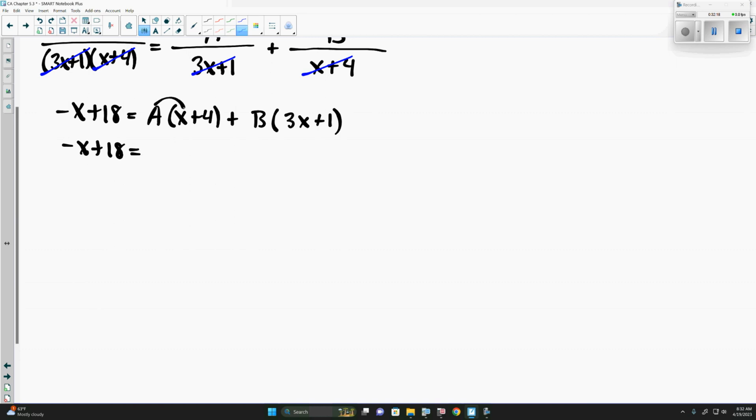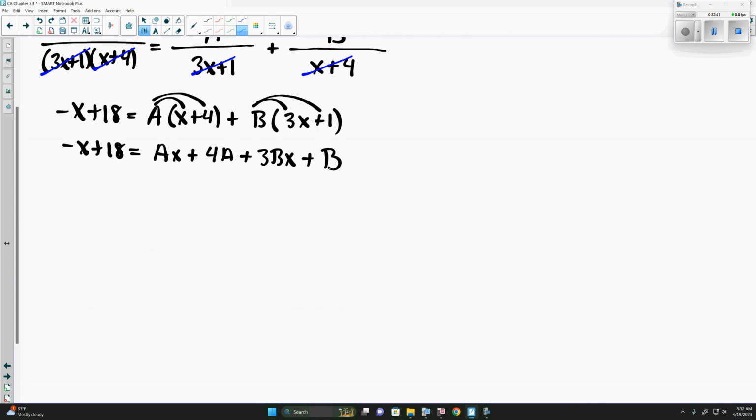Now at this point here, we're going to distribute the a and distribute the b. A times x is ax. A times 4 is 4a. B times 3x is 3bx. Plus 1 times b is b. Any questions on any of this here?